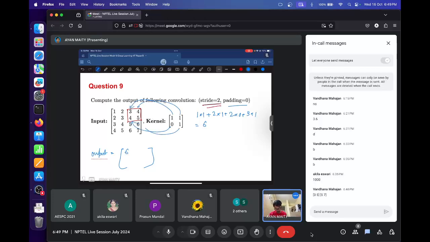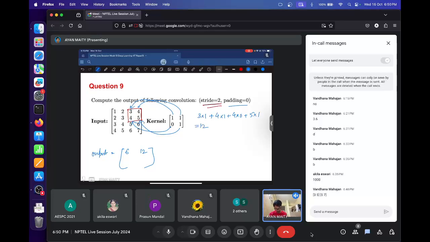These 4 points would be multiplied pointwise, and if we do the multiplication and take the sum of those multiplications, it will be 3 into 1 plus 4 into 1 plus 4 into 0 plus 5 into 1. So it should be 3 plus 4 plus 5, which is 12. So the next entry would be 12.